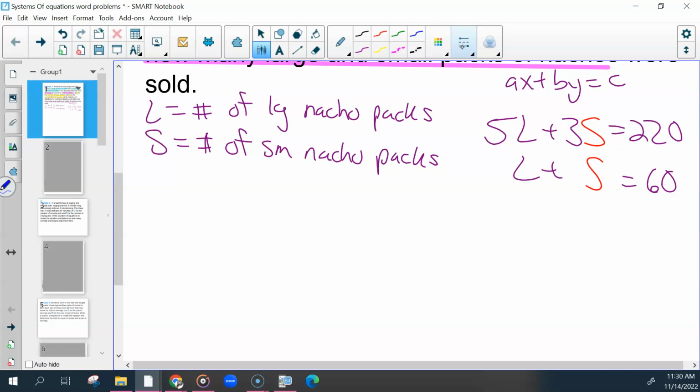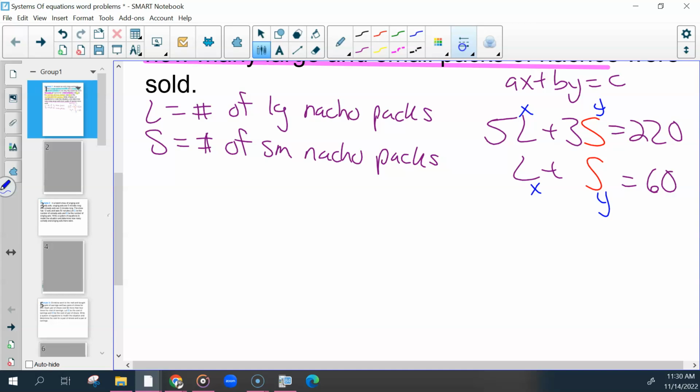Our calculators do not like other variables, it just wants x or y, so we have to change our equations to match x and y. So I'm going to make my L x and my S y. It doesn't matter which one you do, as long as you're consistent. If you make one L an x, the other L also has to be an x. Then we're going to solve both of these equations for y. Get y completely by itself.